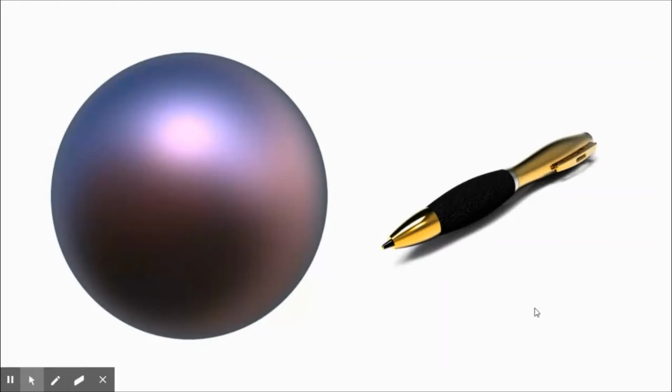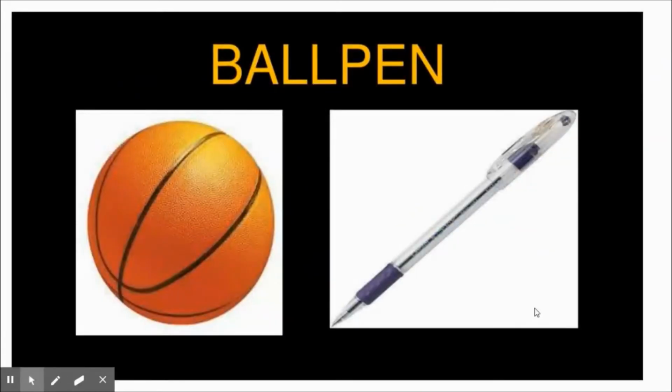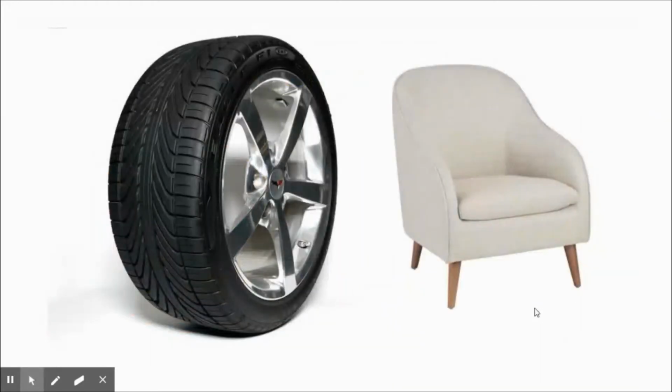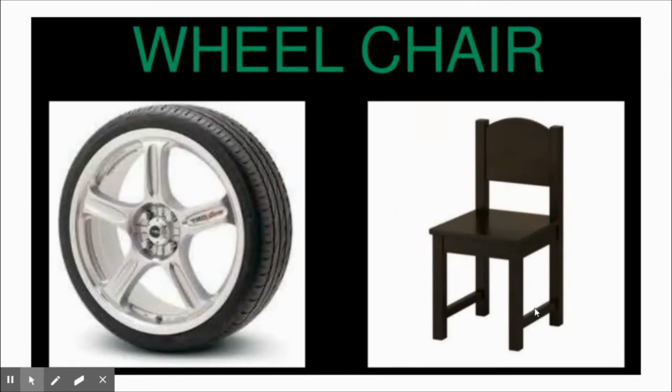How about the next one? A pen. Yes. So if we put them together, what do we get? Yep, we get a ball pen. It's a type of pen that is called like that, a ball pen, right? Okay, so let's look at the next one. Okay, so now I have a wheel and a chair, and let's put them together. And what do I get? Good job. Yes, we get a wheelchair.